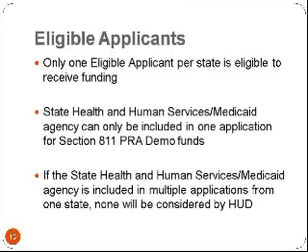HUD is only allowing one application per state. So if HUD receives more than one application per state, so if they receive an application from the State Housing Finance Agency as well as the State Housing Authority or Public Housing Authority, then they won't review any of the applications. They'll throw the applications out. And it shows HUD that there's a disconnect in the state itself and folks aren't talking.